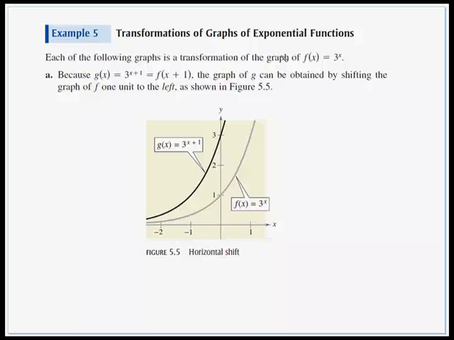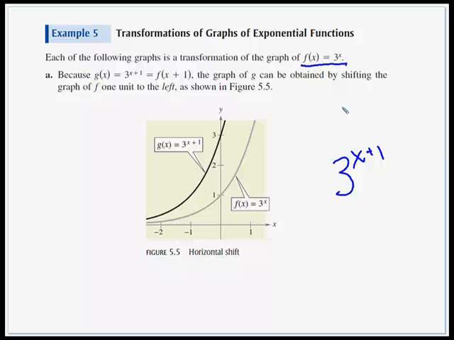Now in example 5, we're going to talk about some transformations of exponential functions. Each of the following graphs is a transformation of this basic function, 3 to the x power. Well, what if we add a number to the exponent? Up here we have 3 to the x. What if we happen to put a plus 1 up there? 3 to the x plus 1, or x plus 2. How does that affect the graph?